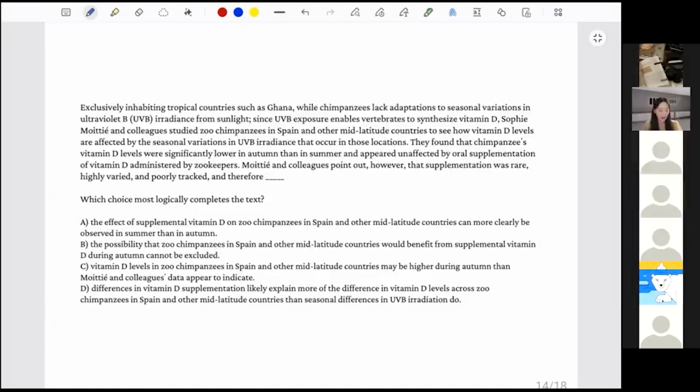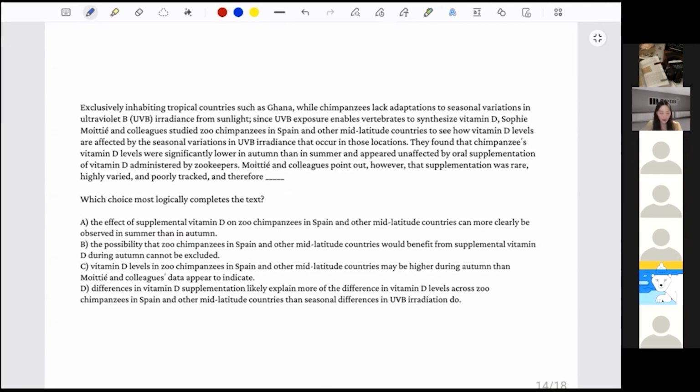They found that chimpanzees' vitamin D levels were significantly lower in autumn than in summer and appeared unaffected by oral supplementation of vitamin D administered by zookeepers. Moide and colleagues point out, however, that supplementation was rare, highly varied, and poorly tracked, and therefore, A, the effect of supplemental vitamin D on zoo chimpanzees in Spain and other mid-latitude countries can more clearly be observed in summer than in autumn. B, the possibility that zoo chimpanzees in Spain and other mid-latitude countries would benefit from supplemental vitamin D during autumn cannot be excluded.